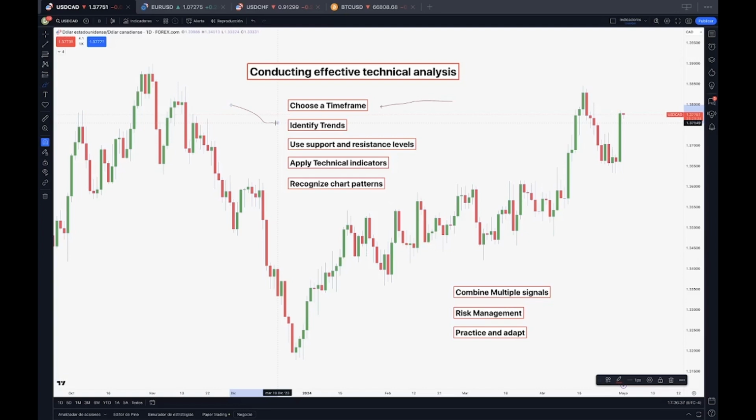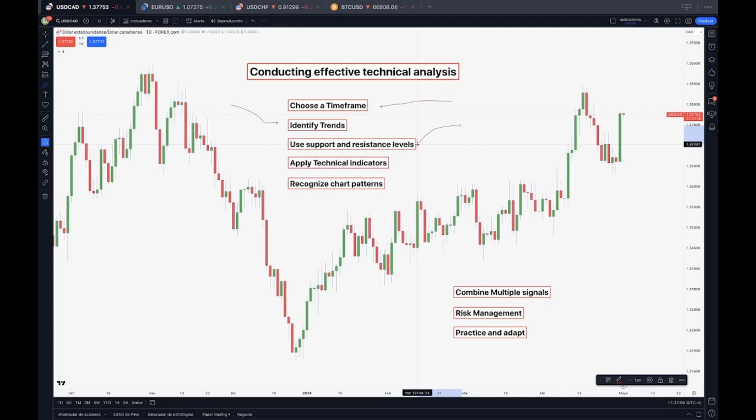After that, we have to use support and resistance levels. Of course, you can have different understandings of what are support and resistance levels. For example, I know a lot of people use equal highs or equal lows as support and resistance. Other people use order blocks and so on.